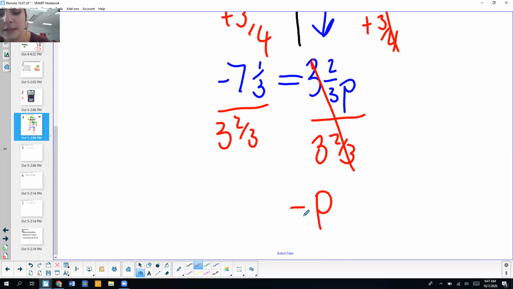So P is gonna equal, now in your calculator, you're gonna enter negative 7, ABC 1, ABC 3, so negative 7 and 1/3, divided by 3, ABC 2, ABC 3. And you guys should get negative 2.